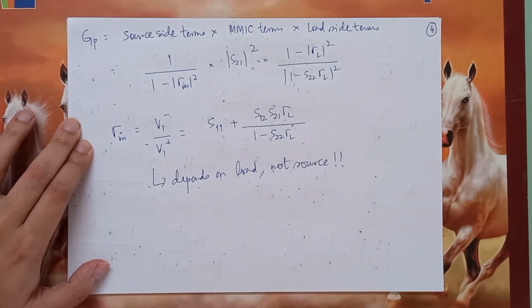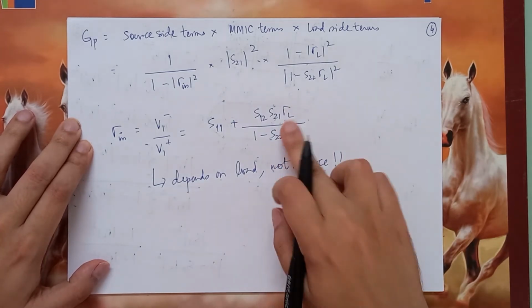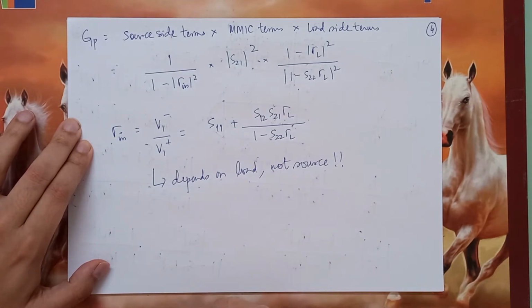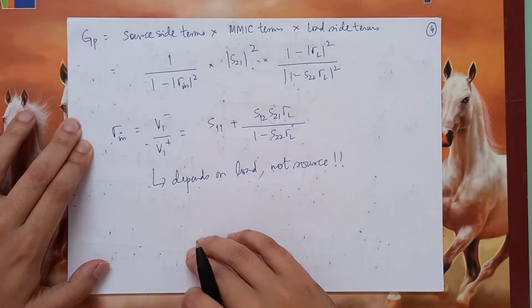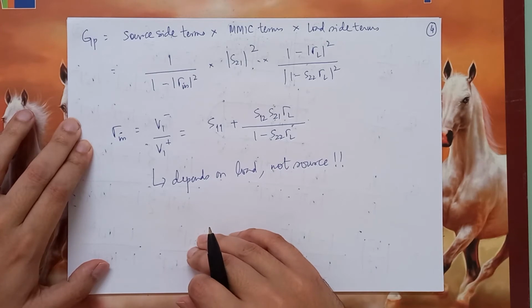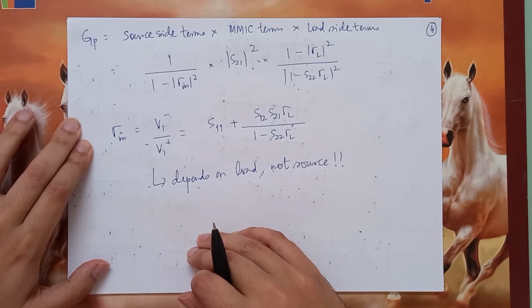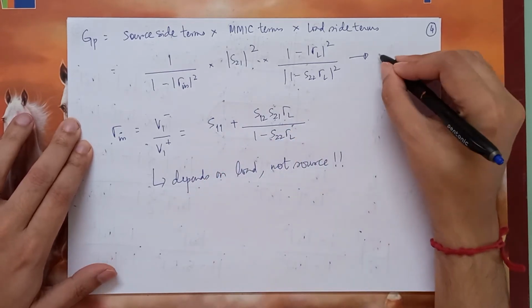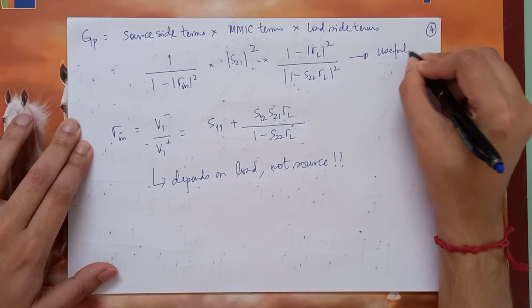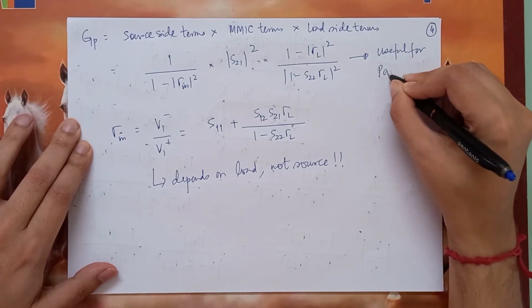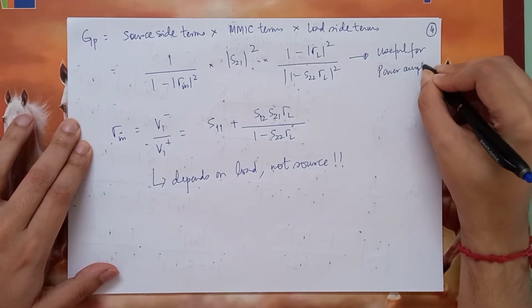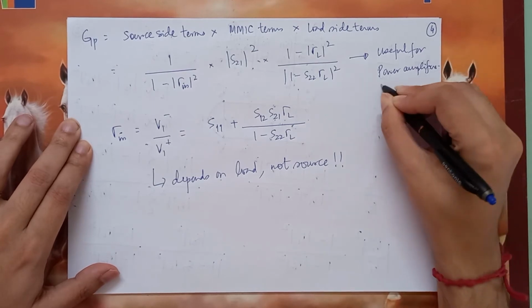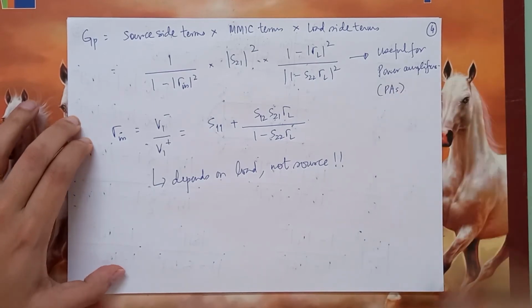As you can see over here, it depends on the load, not the source. There is no question of gamma S or the reflection coefficient at the source side. So therefore, this is useful for power amplifiers. Or also called as PS.